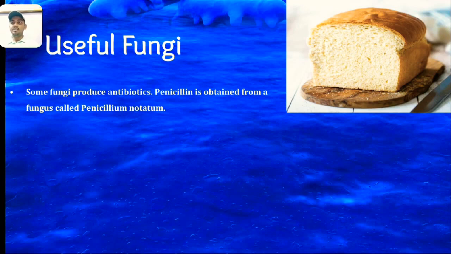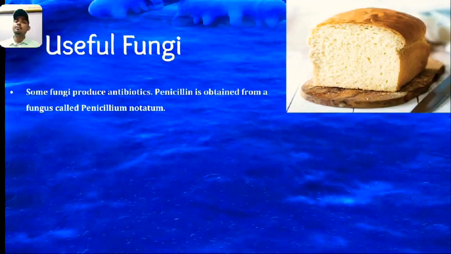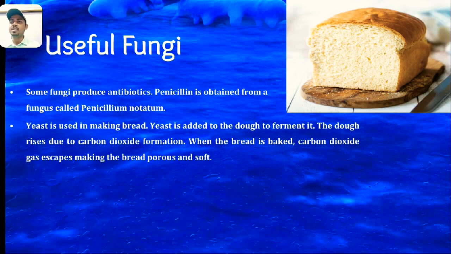Some fungi produce antibiotics. Penicillin is obtained from a fungus called Penicillium notatum. Penicillium notatum is the name of a fungus which is used to obtain penicillin. But in the examinations only Penicillium generally comes, for making penicillin. Penicillin is an antibiotic. You must have heard the name penicillin.